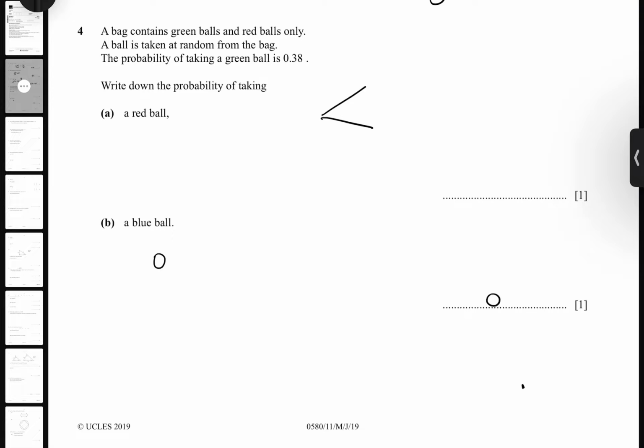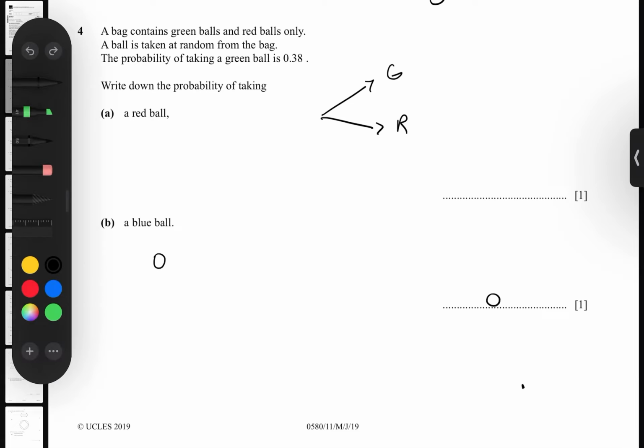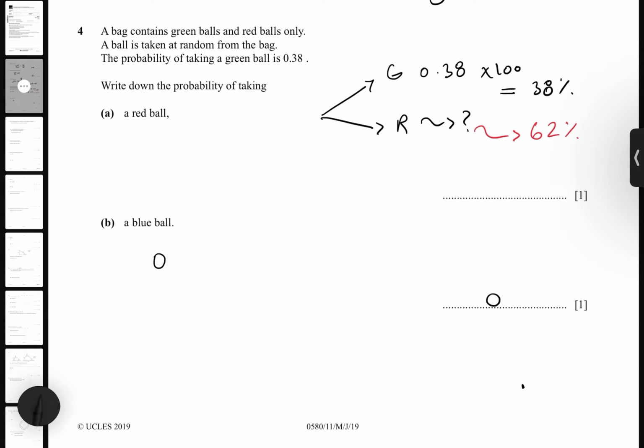Think about it like this. You've got 2 things in the bag, a green ball and a red ball. The probability of getting a green ball is 0.38, while the probability of getting a red ball is unknown. Well, if you multiply that green ball's probability by 100, you get 38%. And so that means that the probability of getting the red ball is simply 62%, because 62 plus 38 adds up to 100. Probability of getting a red ball is thus simply 62%, while the blue ball is simply 0%.